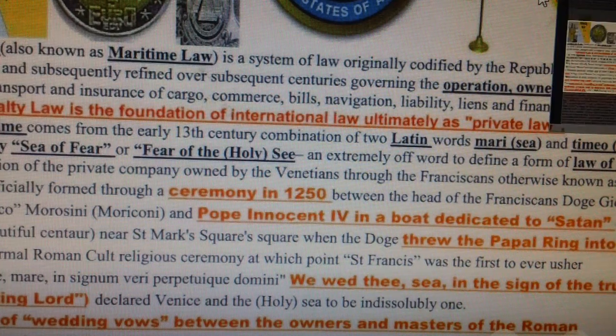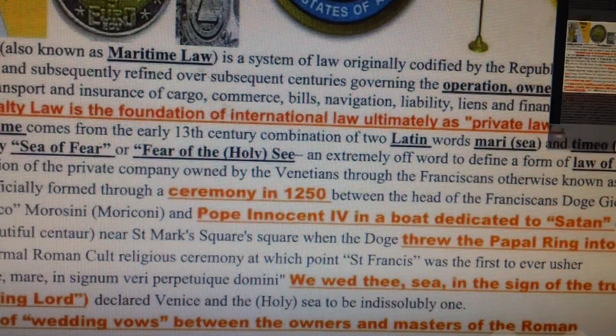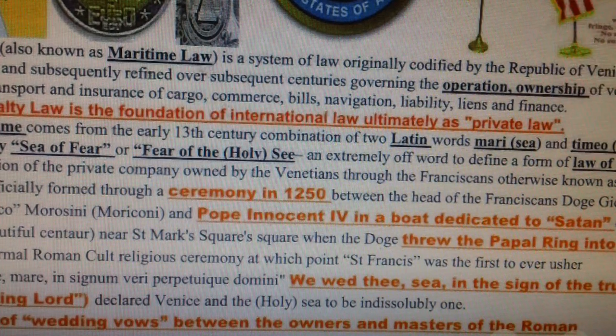Admiralty law, also known as maritime. A system of laws originally codified by the Republic of Venice from the 11th century and subsequently refined over centuries, governed by operation, ownership of vessels of the ocean, transport, insurance of cargo, commerce, bills, navigation, liability, liens, and finance. Admiralty law is a foundation of international law, ultimately as private law.